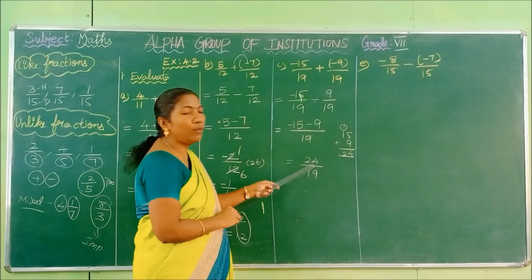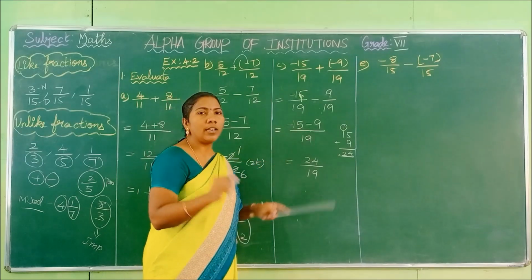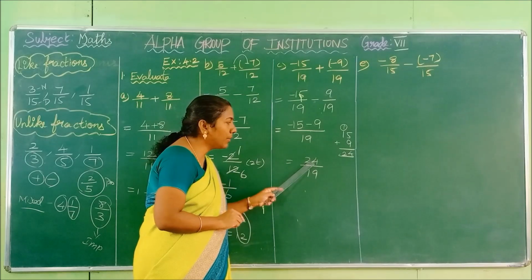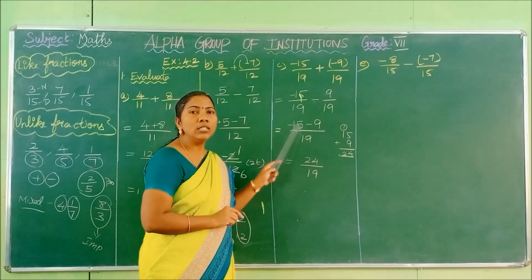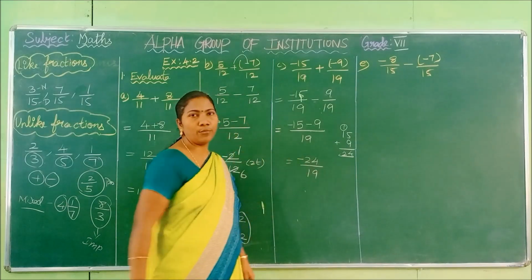So what is the symbol for 24? As per rule 1, the given integers are in the same sign, so you have to add. The sum gets the common sign. What is the common sign here? Minus. So I put the symbol minus to the 24.